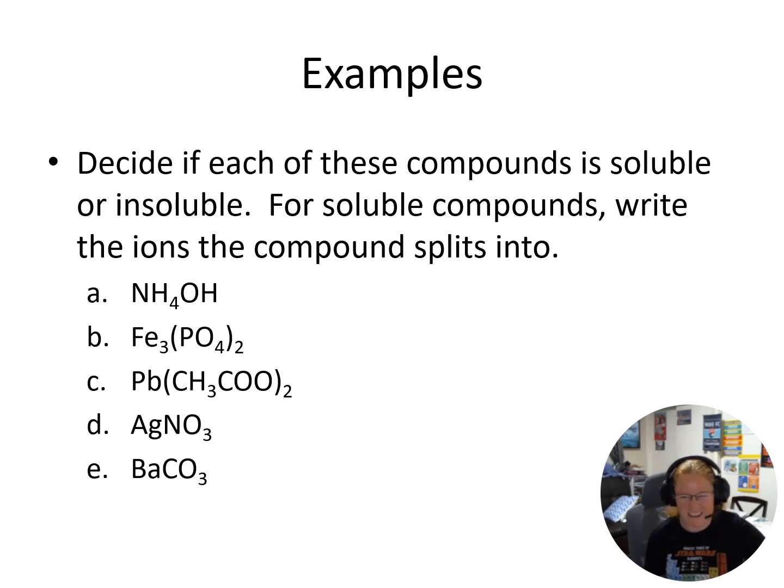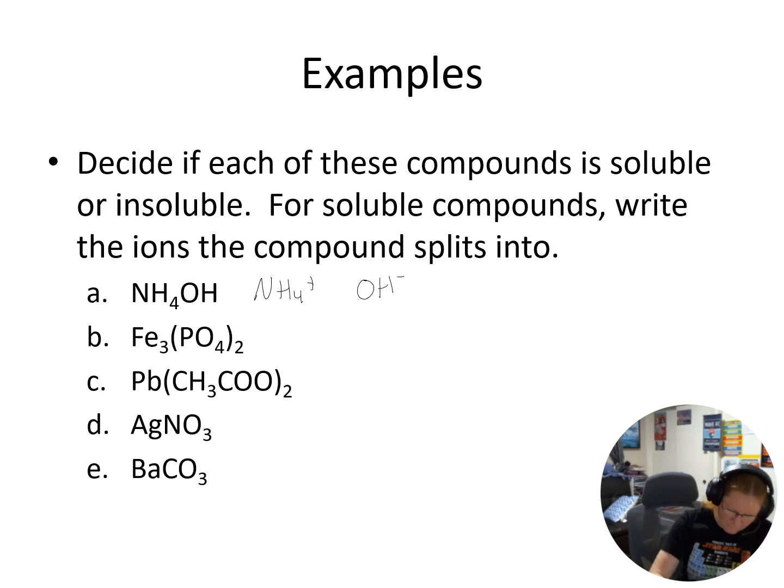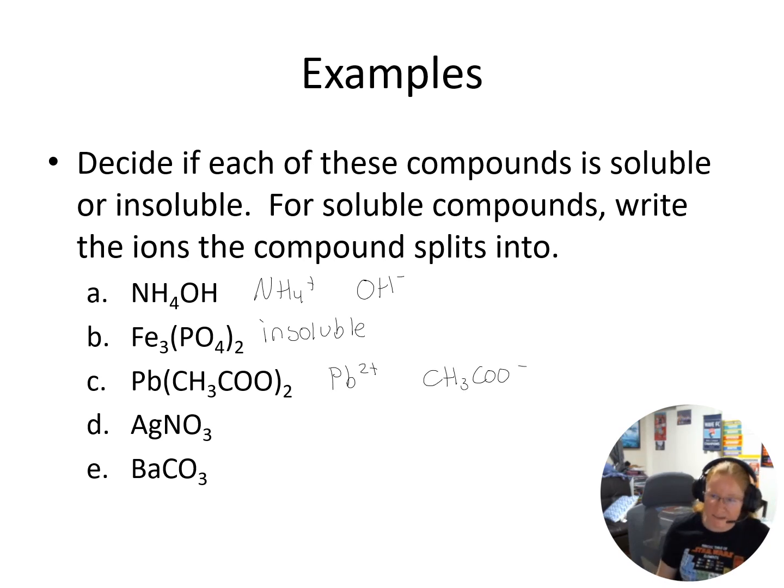Ammonium hydroxide, yeah, this one's soluble. So you're going to get those 2 ions. Iron 3 phosphate, that is not soluble. Okay, lead 2 acetate, soluble. Silver nitrate, also soluble.